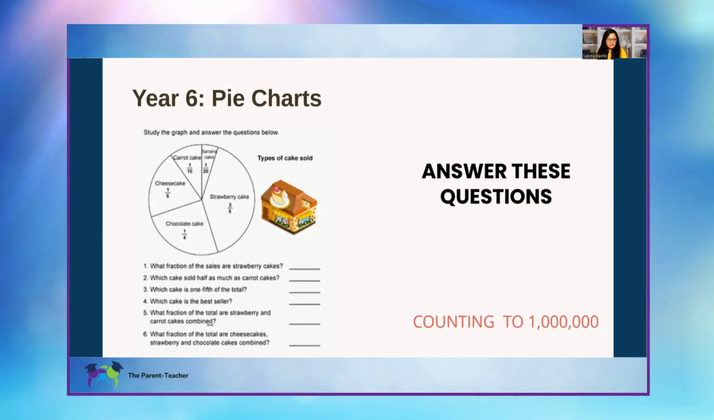And then we have what fraction of the total are cheesecakes, strawberry and chocolate cakes combined. So again, that's another adding up the fractions, but because the cheesecake is written in fifths, the strawberry is written in fifths, which is fine, that's 3/5, but then the chocolate cake is a quarter. We now need to convert our denominators to make sure that they're the same before we can add them together. So that again is for a different lesson, and I will leave that for now.